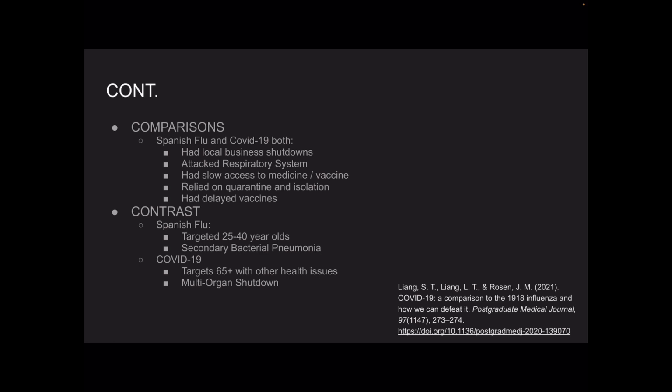To contrast the two, the Spanish flu targeted those that were in the age range of 25 to 40 years old, whereas COVID-19 targeted and affected those mostly 65 or older, and especially those with pre-existing health conditions. The leading cause of death for those with the Spanish flu was secondary bacterial pneumonia, whereas COVID-19 deaths were mostly related to multi-organ failure and shutdown due to the overactive and overstimulated immune system.